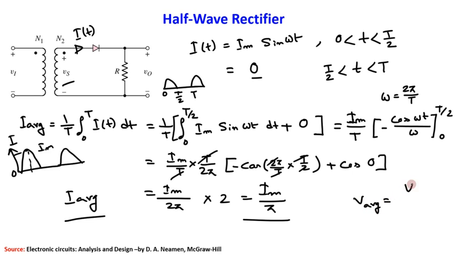So that will be Vm by pi. Sometimes this I average is also called IDC. The next term is IRMS. You need to find out the value of IRMS for this half wave rectified output. So this is basically I of t, from t by 2 to t, and this is time.